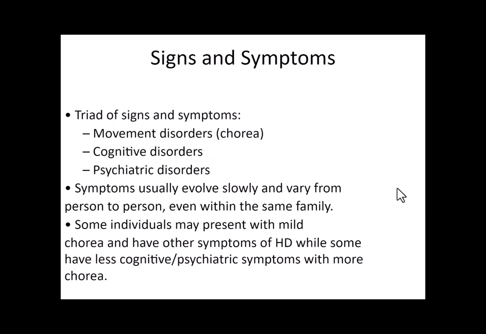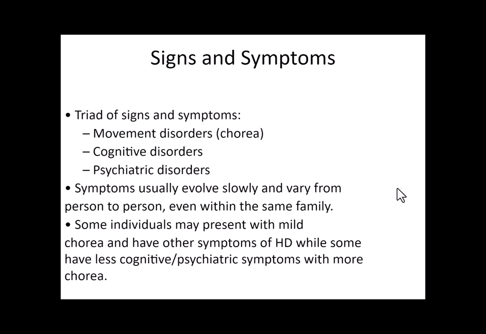So, signs and symptoms of Huntington's disease. It's really a triad of things. There's going to be a movement disorder. The main movement disorder is chorea early on in the disorder, but that progresses into spasticity and rigidity. There's also a cognitive disorder and a psychiatric disorder that are part of Huntington's disease, but whether it's movement, cognitive, or psychiatric is going to vary from patient to patient.